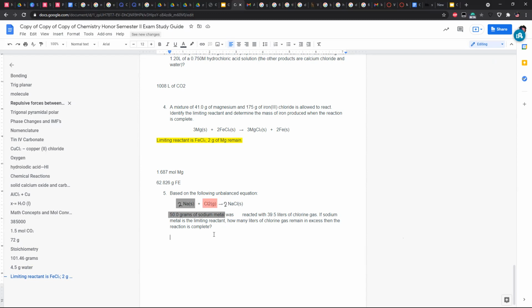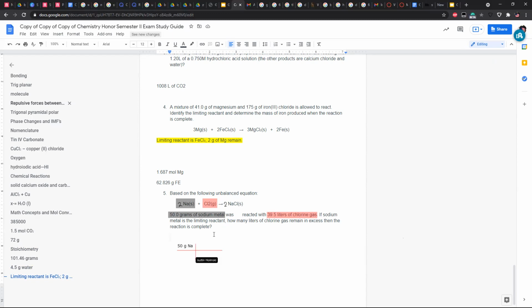Actually, that is in the liters. So sodium is the limiting reagent. So it's always a really good idea to put everything in moles first. So we have 50 grams of sodium. We want to convert that into moles.